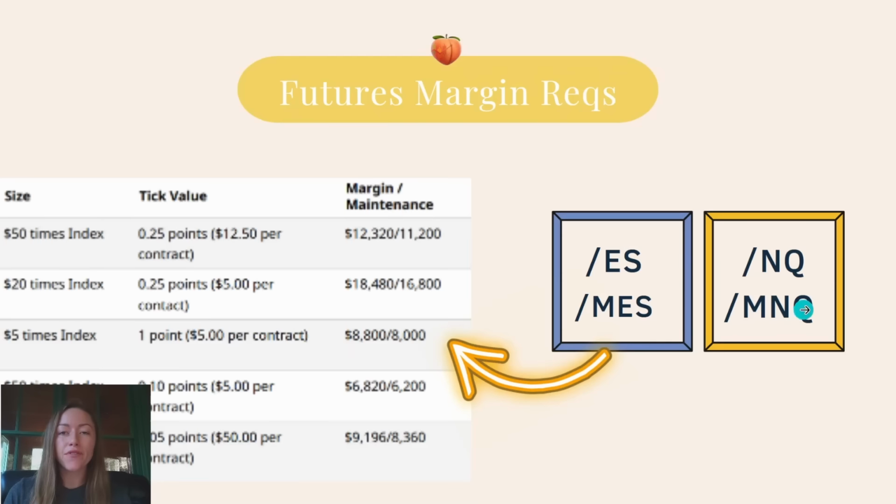Now there are micro versions, which are MES and MNQ, which is just a smaller fraction of this, which would cost less money, but it's still very, very high if you are used to trading with a small account. So that brings me into the benefits of prop firms.